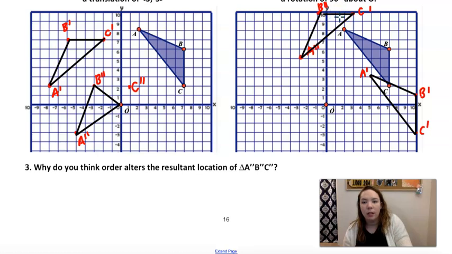So you can see order does matter. We ended up with two different pictures here. Actually, my C doesn't look correct here, so let's see if we can fix that.